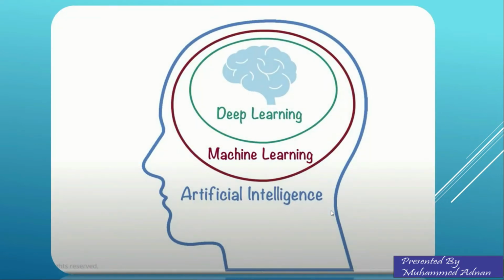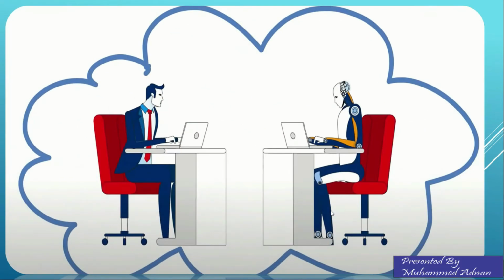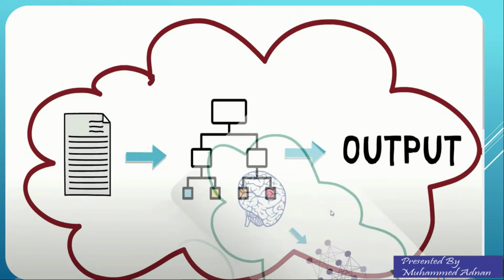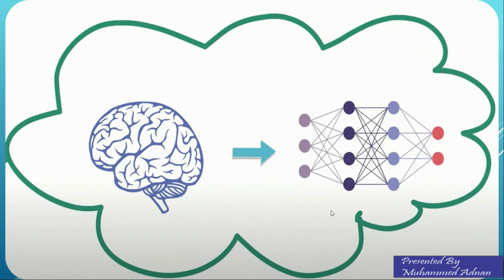Deep learning is a subset of machine learning, which in turn is a subset of artificial intelligence. Artificial intelligence is a technique that enables a machine to mimic human behavior. Machine learning is a technique to achieve AI through algorithms trained with the data. And finally, deep learning is a type of machine learning inspired by the structure of a human brain. In terms of deep learning, this structure is called artificial neural network.